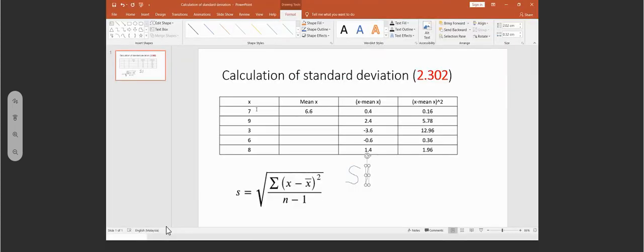That means you key in 7. You tulis 7. After 7, you key in the M plus. Then you key in again data 9, M plus. 3, M plus. 6, M plus. 8, M plus. That means you already key in the data, about 5 data.